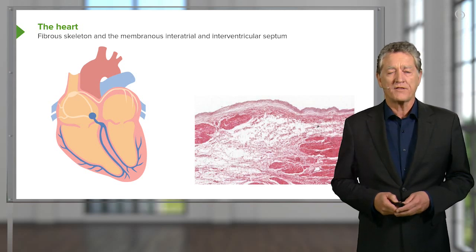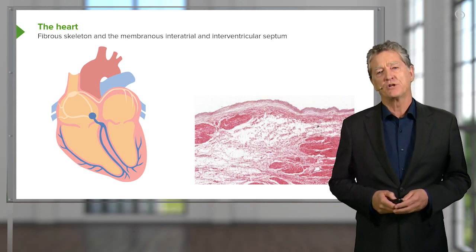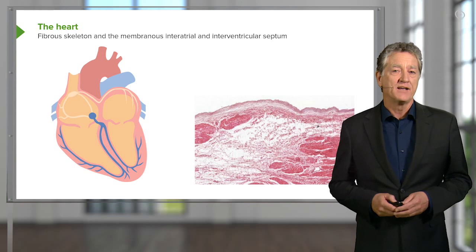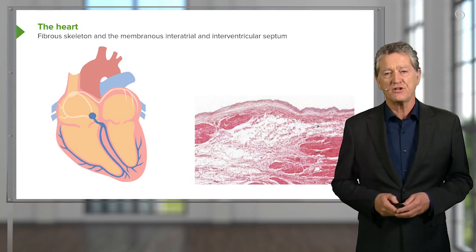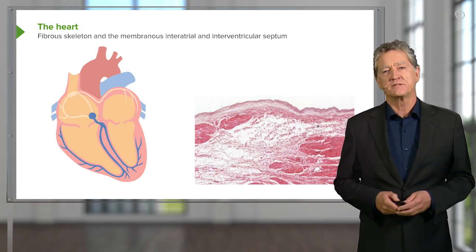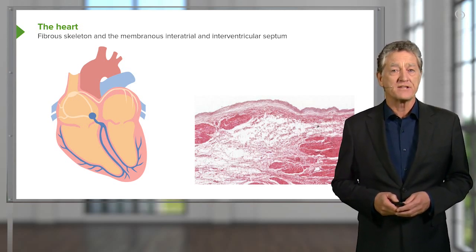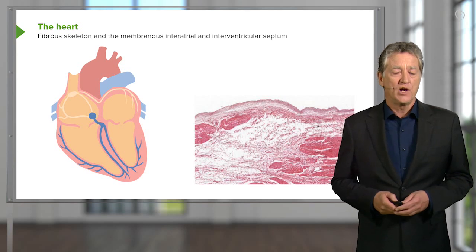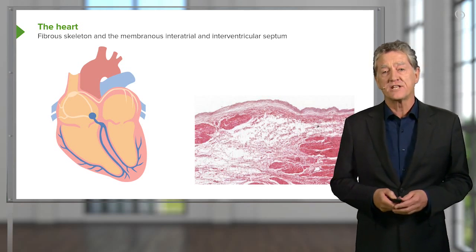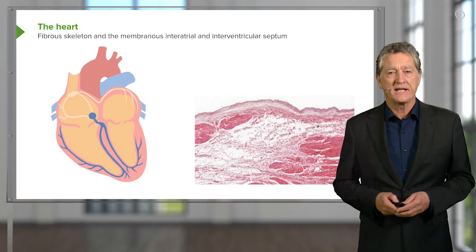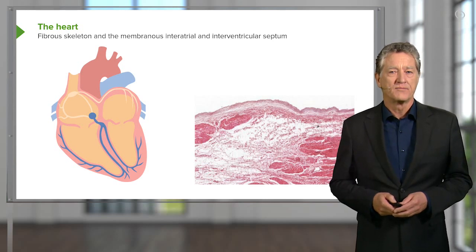Well, one of the things you can't really appreciate when you look at histological sections of the heart is that it actually does have a very strong fibrous skeleton. And that fibrous skeleton, very dense connective tissue, dense collagen, is the insertion point for all the cardiac muscle. So it's a very important component.